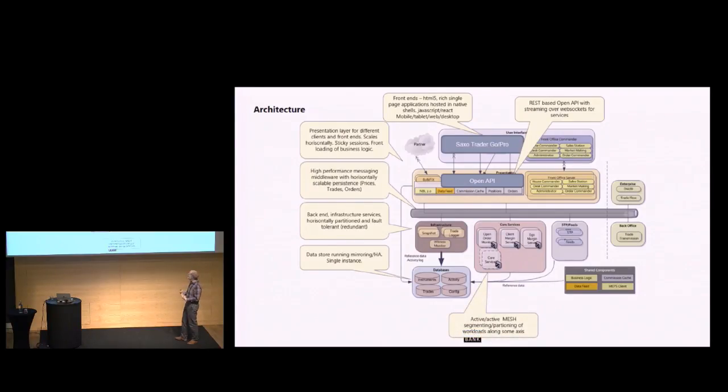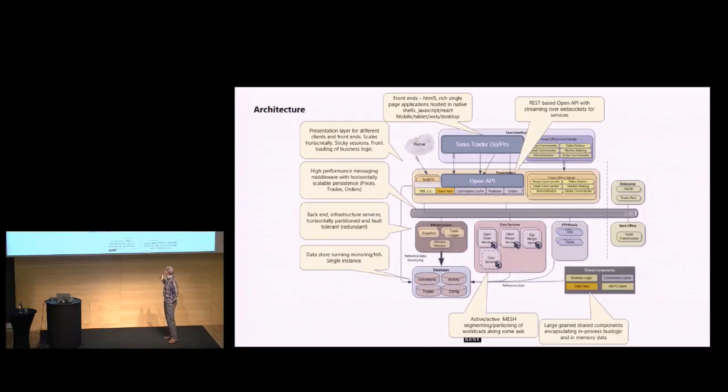So there is an active mesh of segmented, partitioned workload, and these might be partitioned on different axes. For orders, it might be around the actual instrument. For the risk, it might be an individual client residing in one segment.